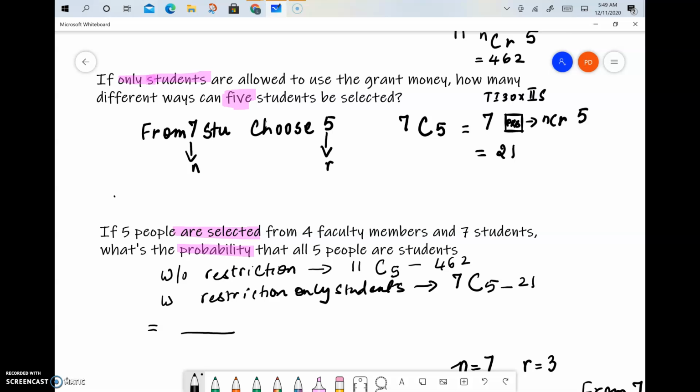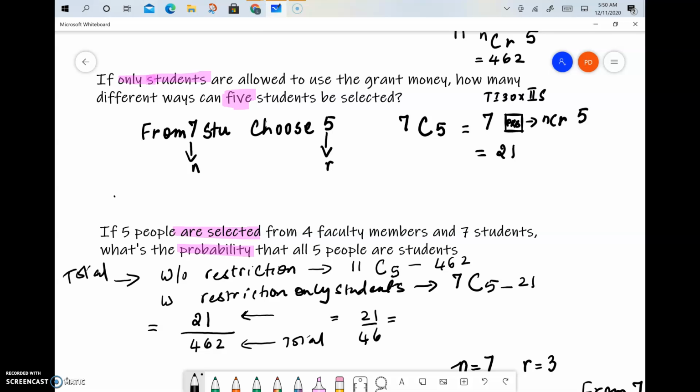Without restriction is the larger number, which sits at the bottom, 462. So out of the total number of selections, which is 462, so that's the total, all possible selections. How many are male? So the number of selections that are only male, right? If we select 5 people, they're only male, that would be 21. So this is the total, out of which there are 21 selections in which they are all male. So this is the total without restriction. And in the numerator we have only male, and that is 21 over 462.